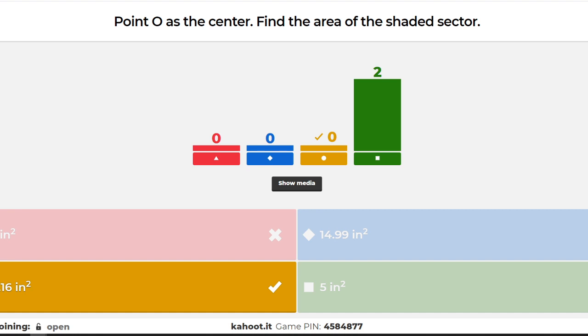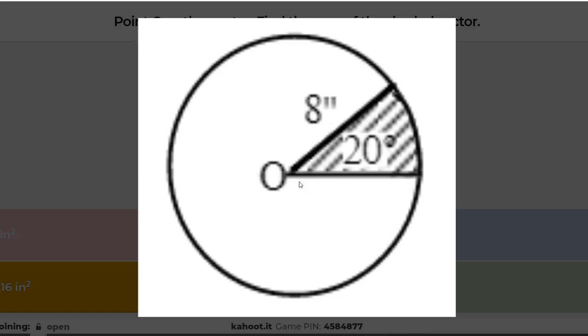All right, only 2 people answered this one, and they both got it wrong. Let's take a look and see why. It looks like the answer is gonna end up being rounded. So we're gonna have to round at the end. This is sector area, so I know I'm dividing by 360. What do I have to do with the radius? What I gotta do is square it, so 64 pi.